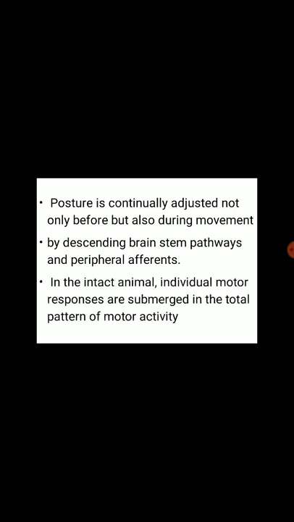In an intact animal, individual motor responses are submerged in the total pattern of motor activity. Just like I have told, a mobile light is not visible in the daytime. Similarly, all responses are submerged in the intact animal. To find them, we have to do experiments. So now we will do experiments and try to find what is the regulation of posture from different parts of the brain, that is from the spinal cord, from the hindbrain, and from the midbrain.